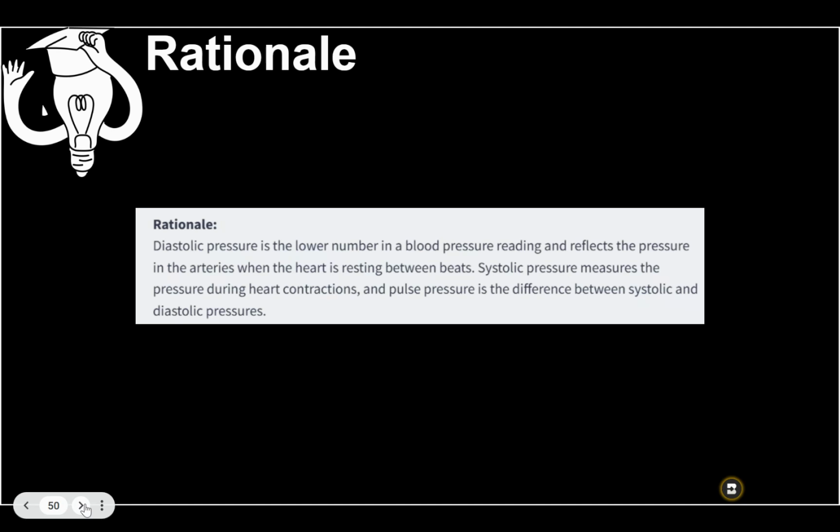We're listening for thumping sounds, and those thumping sounds that we're listening for are called Korotkoff sounds. The very first thump that we hear, that's the systolic pressure. That's the very top number for the patient's blood pressure. And then you'll hear the sounds fading out, and they'll get a little bit lighter. The very last thump you hear is the bottom number of the blood pressure. That's the diastolic number. So systolic is the top number, diastolic is the bottom number.